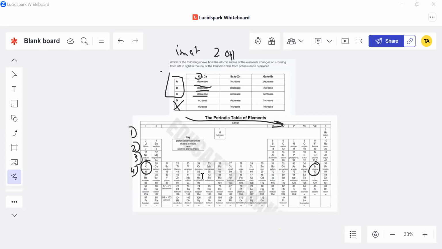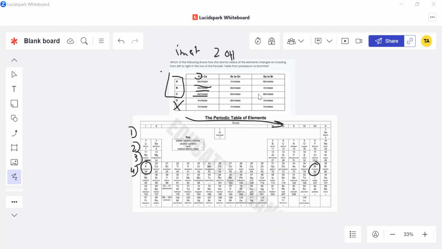Would they ask us questions like this on the IMAT since we won't have a periodic table? Yes, they'll ask you. This is a question from the IMAT. Because you don't have the periodic table, you have to memorize the trends. Everything I taught you, you have to memorize that.